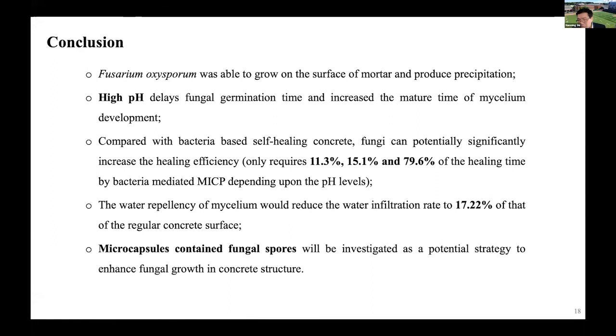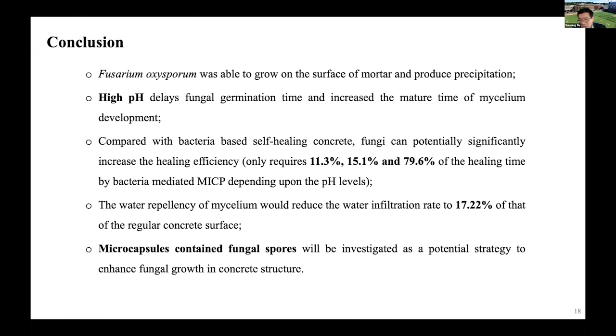Okay, the second question, has there been any research done for any changes in bond strength with rebar? Oh, we only investigate the self-healing, fungi-mediated self-healing technique in the plain mortar, not related to the rebar now.